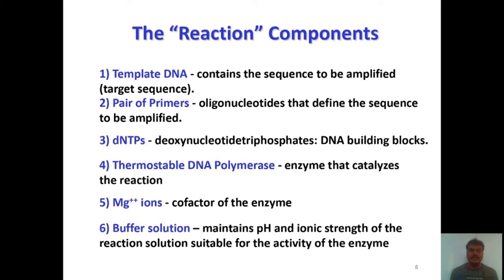The next one is primers. We have to use a pair of primers called forward primer and reverse primer. Both will anneal with your single strand, that is, each strand of your DNA. Then dNTPs. dNTP is deoxynucleotide triphosphate. It is just a building block of DNA.